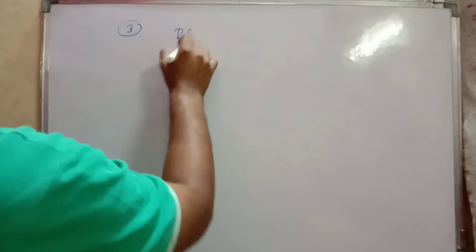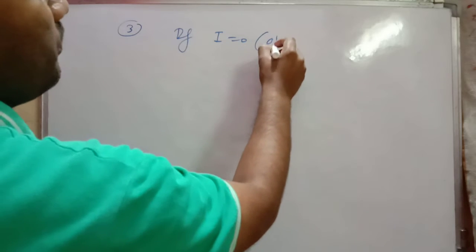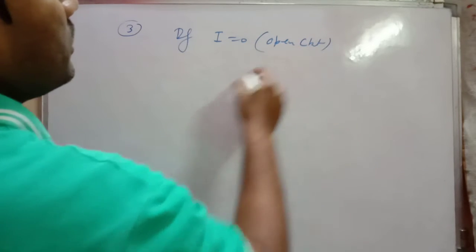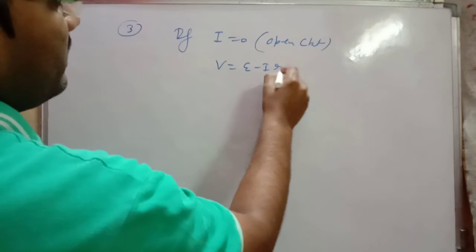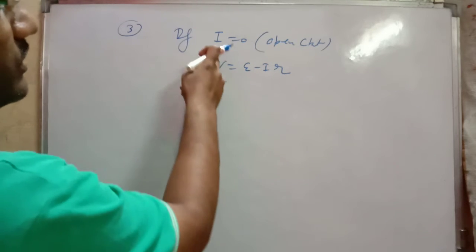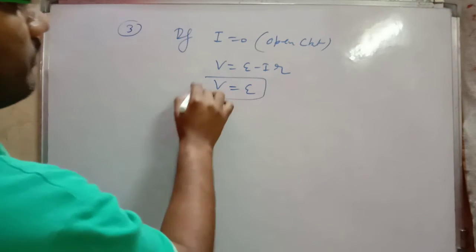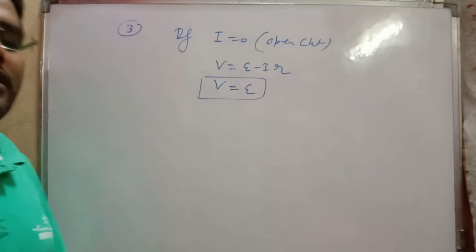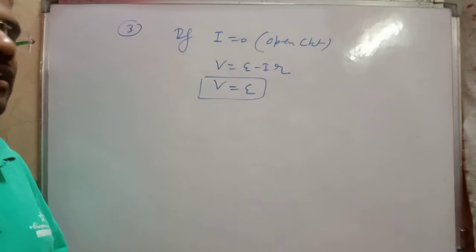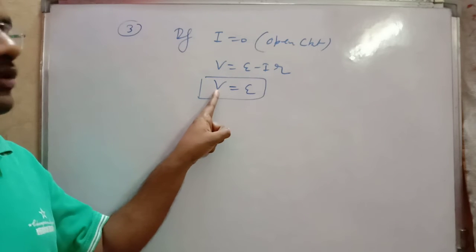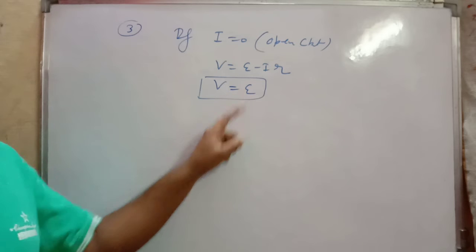Third note, if I is equal to 0, that means open circuit. In case of open circuit, now here V is equal to E minus Ir. Here we substitute the value of I is equal to 0, then V is equal to E. That means in open circuit, if there is no electric current drawn from cell, then terminal potential difference of cell is equal to EMF of cell.